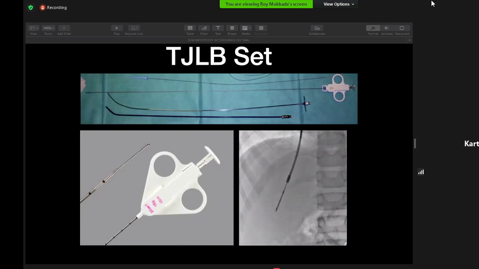Sir, we do a transjugular liver biopsy in patients with ascites, like massive ascites, and in patients in whom there is some superficial skin or soft tissue infection that precludes a percutaneous liver biopsy. And if we want to measure the HVPG at the same time, we can do this transjugular liver biopsy, sir.